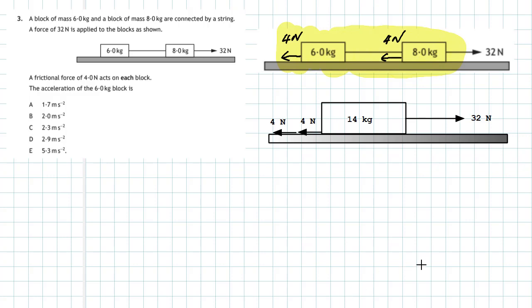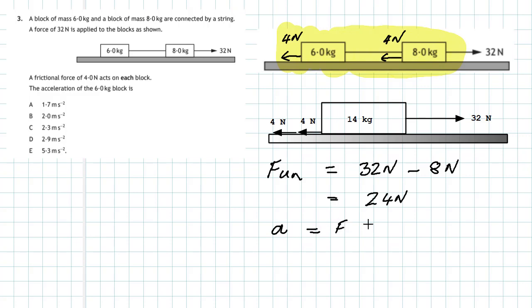So all we have to do is find the unbalanced force, because the unbalanced force in this situation is easily found. F_un, the unbalanced force, is 32 newtons to the right, take away a total of 8 newtons to the left. And that's going to give us a total of 24 newtons. So we know the unbalanced force acting on the system is 24 newtons, so we can find the acceleration of the system.